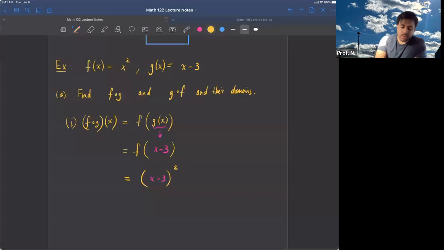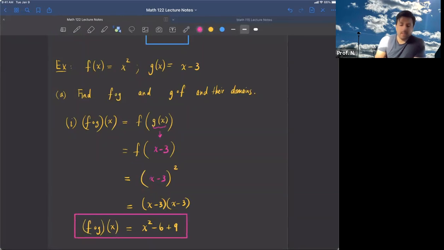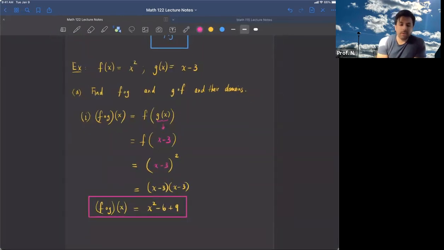And then if you'd like, you can expand this, right? This becomes x minus 3 multiplied by x minus 3. And when you distribute everything, you get x squared minus 6x plus 9. And this is the composition of these two functions when g is applied first and then f follows g.